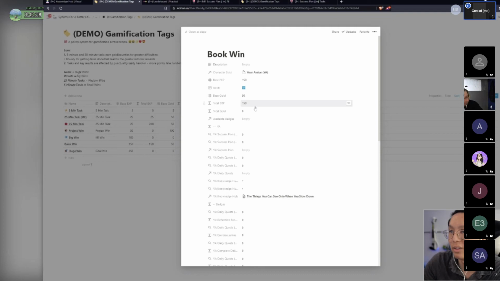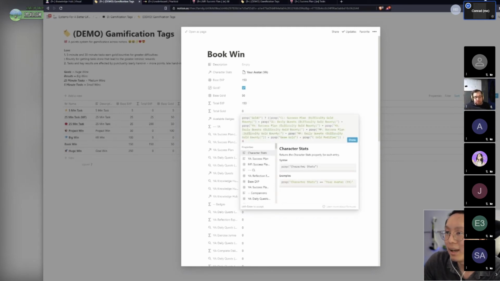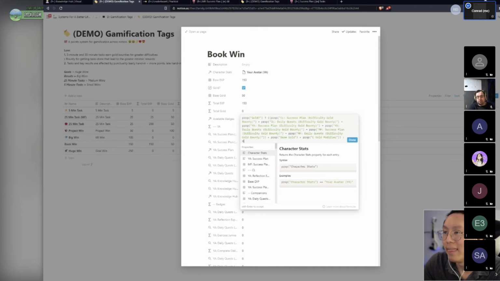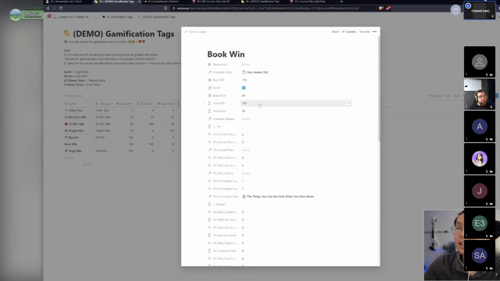My book win is currently giving me 150 gold EXP. And then I'm going to add one more here. I'm going to take this section and I see that there is a difficulty gold bounty right here, daily quest. Okay, I need to rename this better. Okay, no, it's perfect. So I can see the gold one. And then I'm just going to add here as well, right after YA daily quest. And I'm going to add this one, and this one becomes Knowledge Hub. And now immediately I'm able to earn gold and experience points from my book wins inside the system.